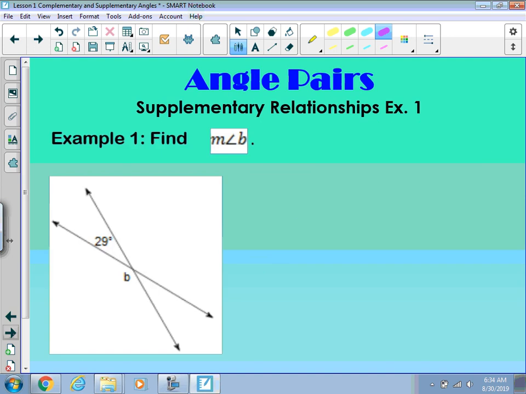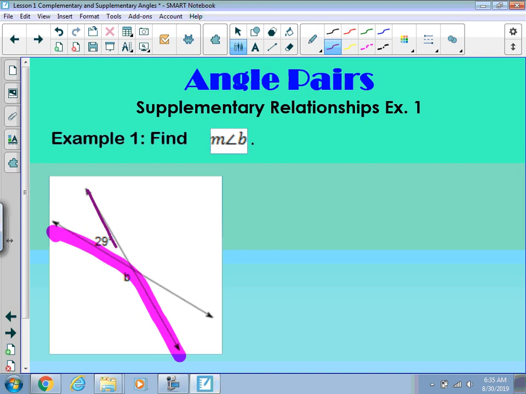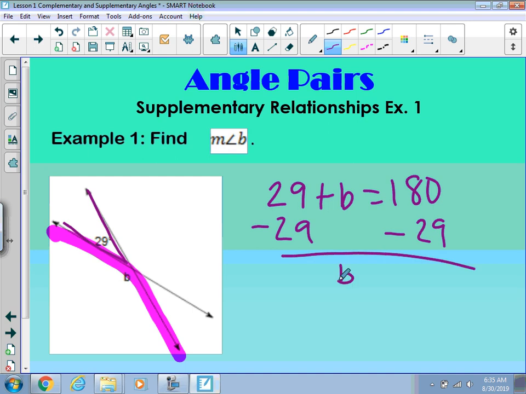So let's look at an example here. We're looking for B, this angle here. So we're going to take our other part, which is that 29, and add it to B. We're going to set it equal this time to 180 rather than 90. Remember, 90 is going to have a box in the corner. 180 could be forming a straight line. So minus 29 from both sides, and B is going to be 151 degrees. 151 degrees makes sense there.